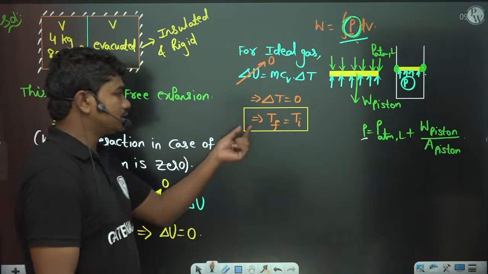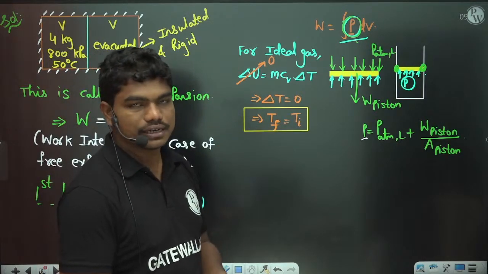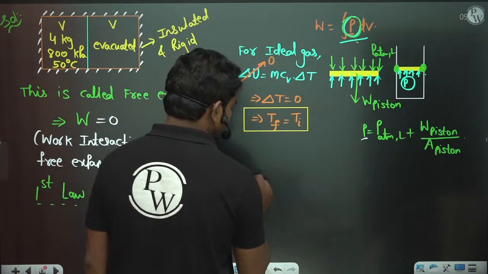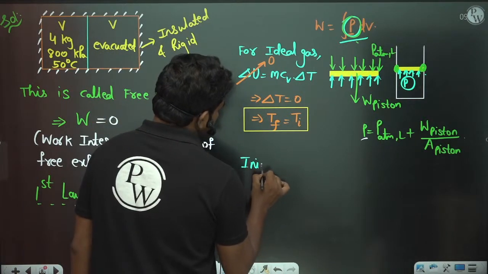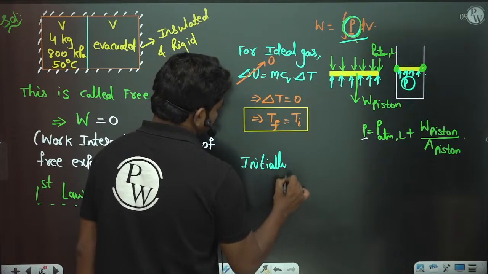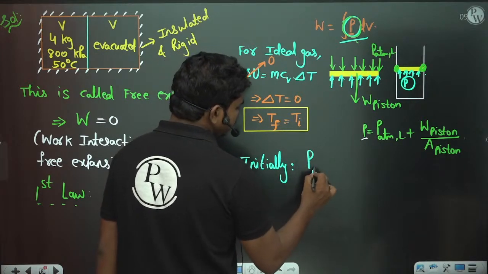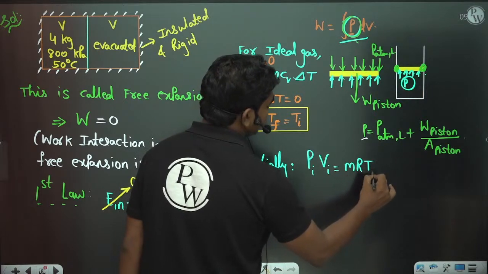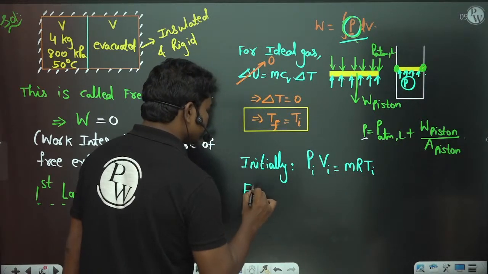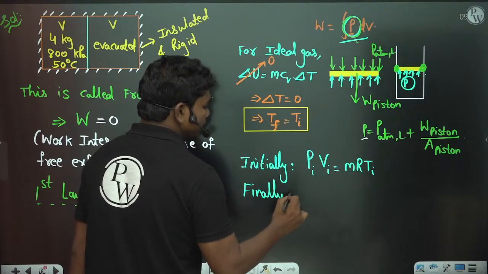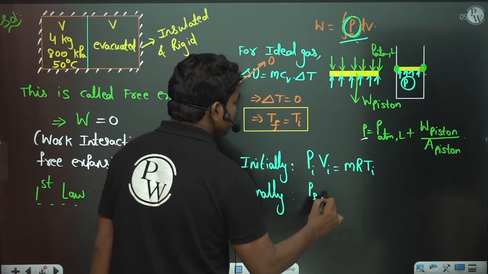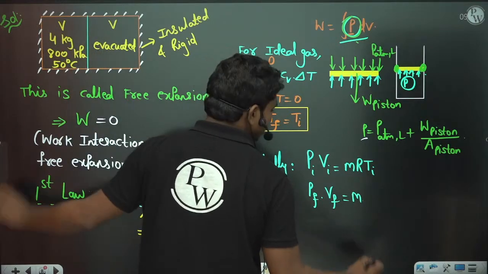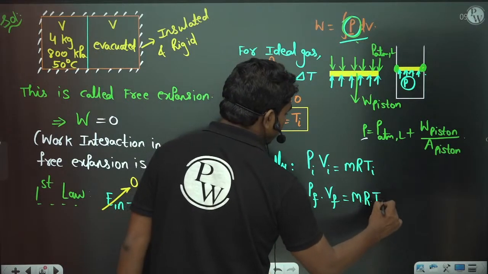So obviously T final is equal to T initial. If you apply the initial and final states, initially P initial V initial is equal to mass R times T initial, and finally when the gas expands completely, P final V final is equal to mass R times T final. The total amount of mass we are dealing with is the same.